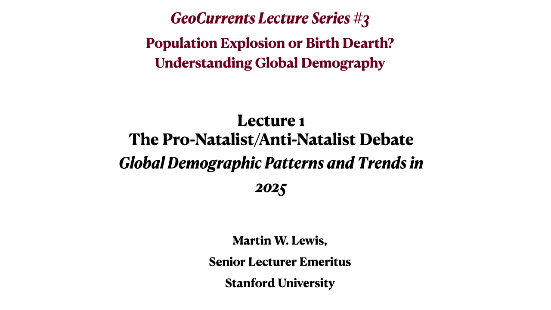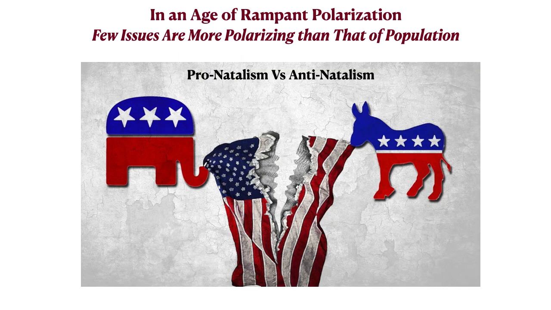Today I'll talk a little bit about the main debate, that pitting pro-natalists, those who think the birth rate over the world and in the United States ought to increase, versus anti-natalists who think that the birth rate, whether across the globe or in the United States, should decrease. So I'll briefly outline that debate. I'll go into more detail about it in the second lecture, and I'll also talk a lot about global demographic patterns and trends currently in 2025.